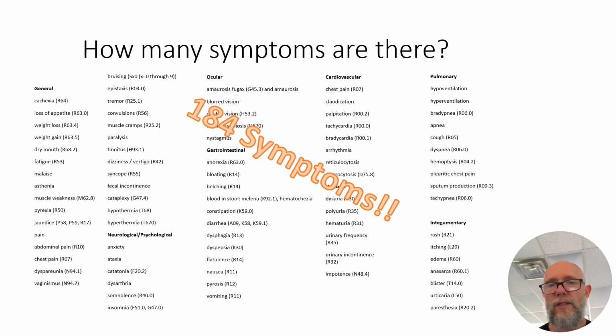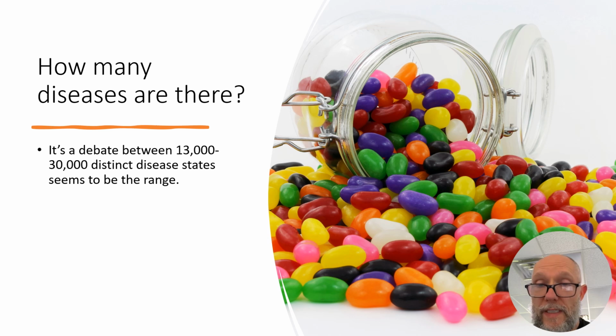But here's the thing. Let's round that up. Let's say, okay, McNabb, there's 200 symptoms that a human being could complain about. Well, how many diseases are there? Well, it's a debate. It depends upon how you categorize these things. There's somewhere between 13,000 and 30,000 distinct disease states on the books. That's a lot. It's certainly way more diseases than we have symptoms. And that's the problem with type 1 thinking.